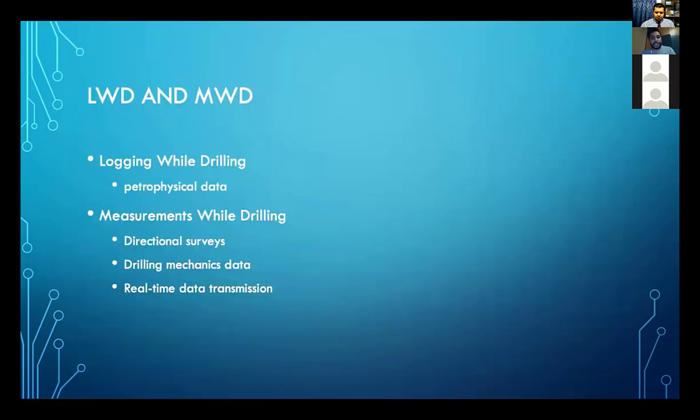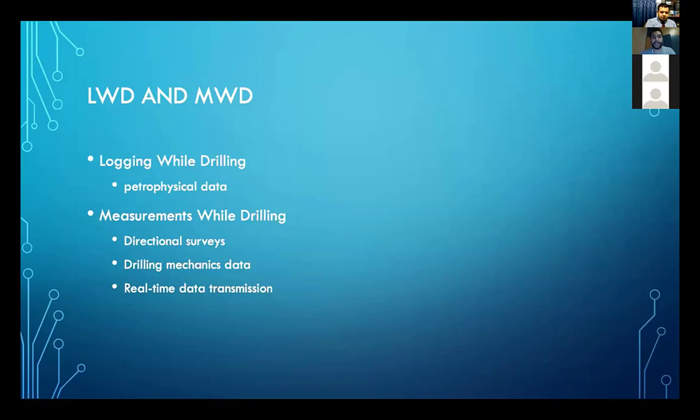So by definition, logging while drilling is a general term used to describe the system and technique for gathering downhole data while drilling a well. A more specific definition is the acquisition of petrophysical data, like resistivity, porosity, sonic, and gamma ray.